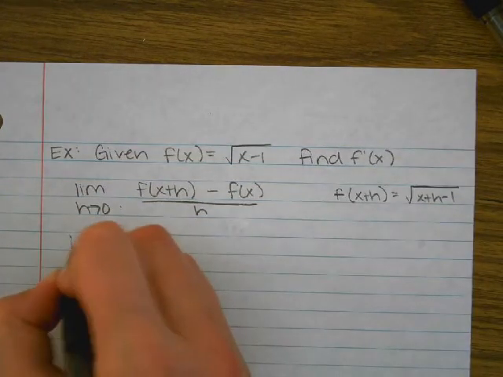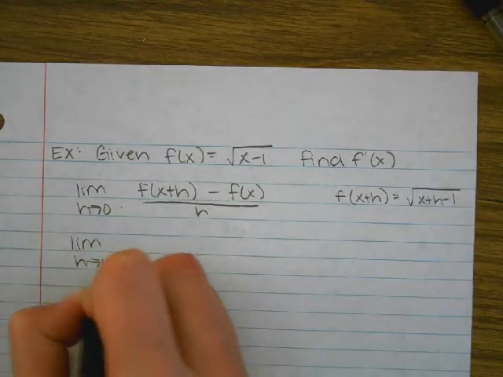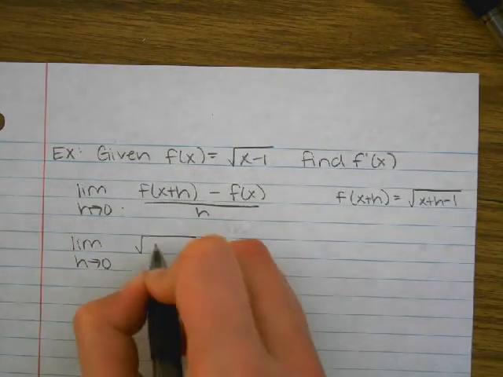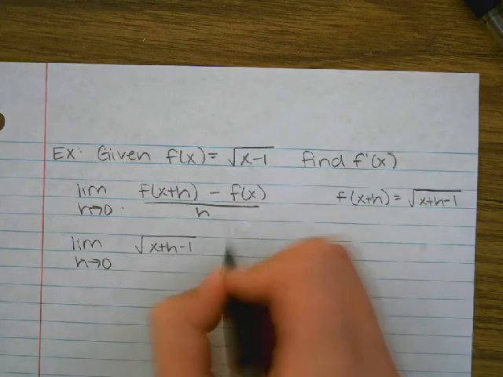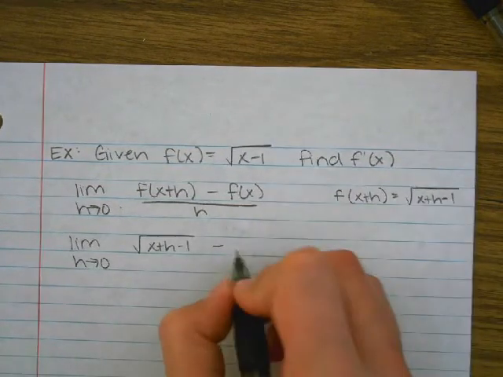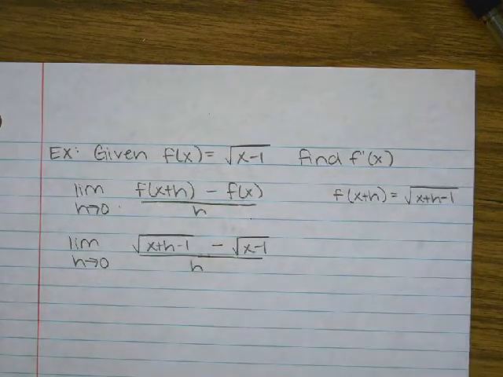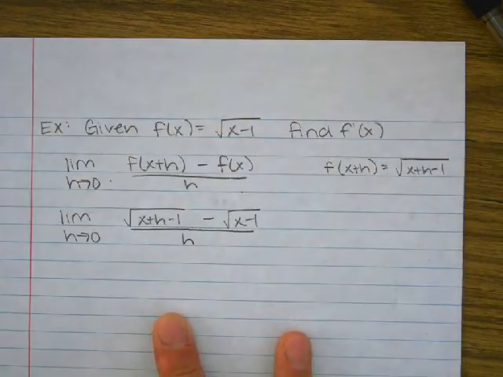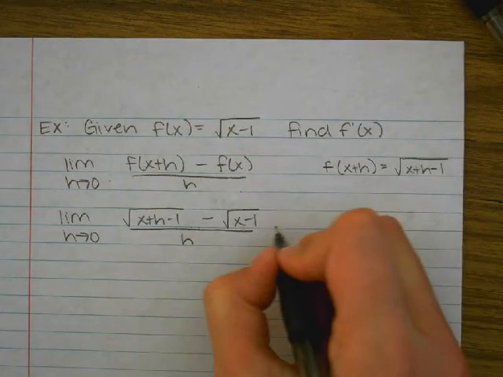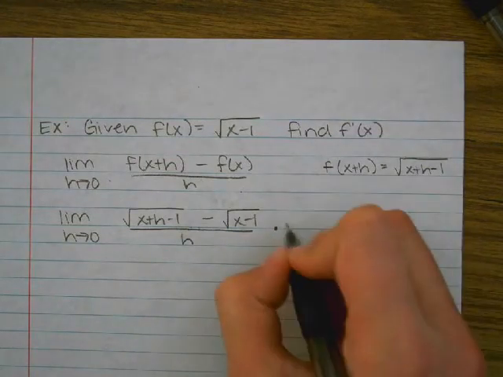And so now I'm going to go ahead and plug everything in. So I have the square root of x plus h minus 1 minus f of x, which happens to be the square root of x minus 1, divided by h. And hopefully you're recognizing that this is a conjugate problem. So I'm going to go ahead and multiply by the conjugate.